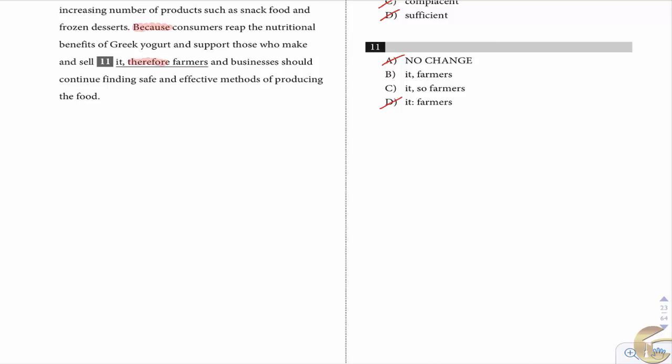Next, you want to see, do you need the word so? Because you want to pick the most clear and concise answer. And here, in this case, if you look at it, we don't need so. It makes sense without that word, which means we're going to pick the most clear and concise answer, which is going to be answer choice B. So that's going to be number 11. That's your first passage on Test 1, Section 2.